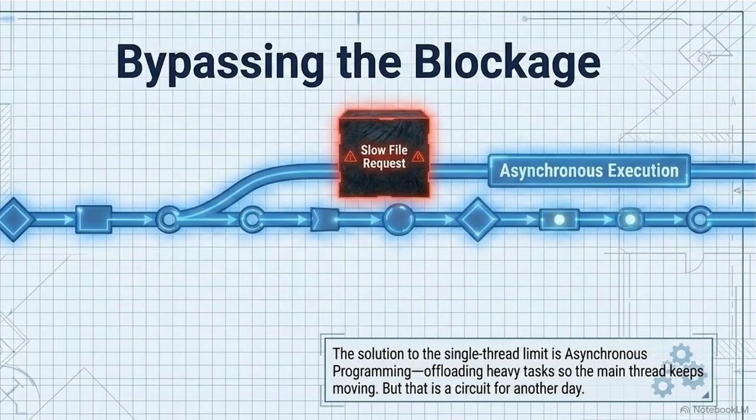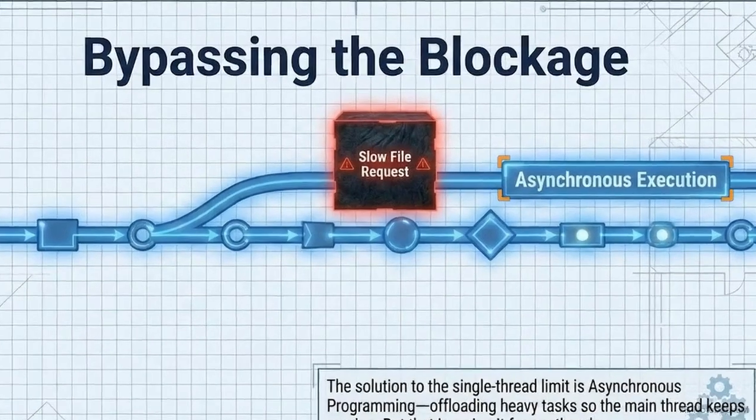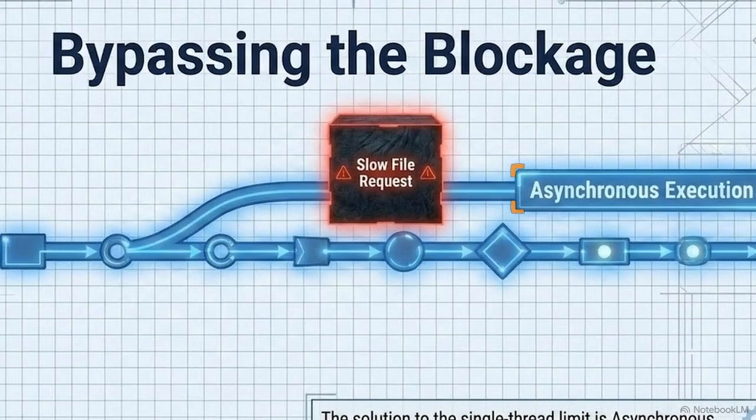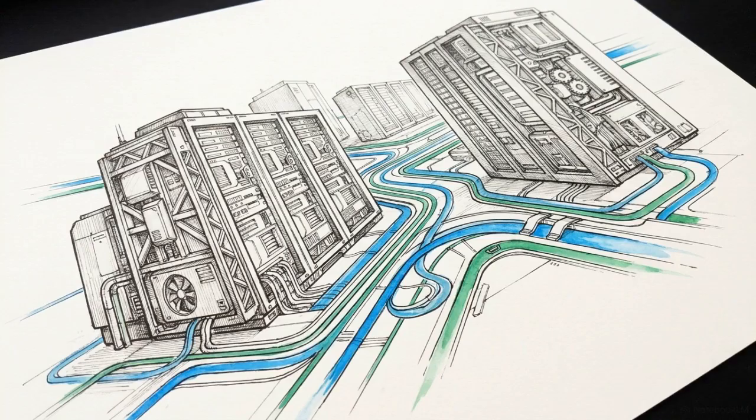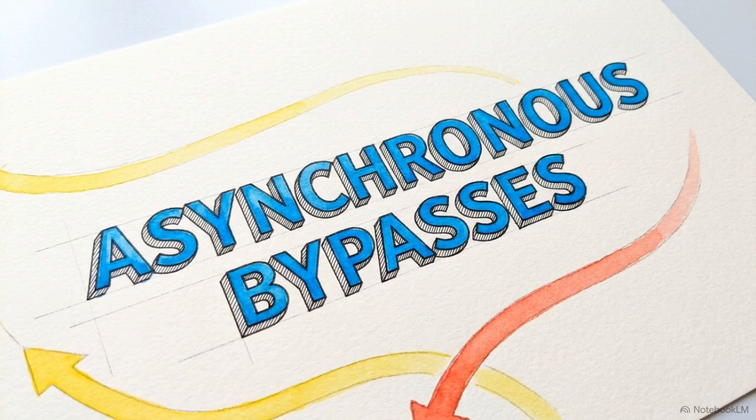To keep the application running smoothly, we use the architecture mapped out here: asynchronous execution. This mechanism takes heavy tasks and temporarily offloads them to a bypass track, keeping the main assembly line moving freely. Mastering your basic control flow is the necessary first step in writing robust code, but learning to build these asynchronous bypasses is what makes modern, lightning-fast web applications possible, and we'll dive into exactly how to build them in the next lesson.